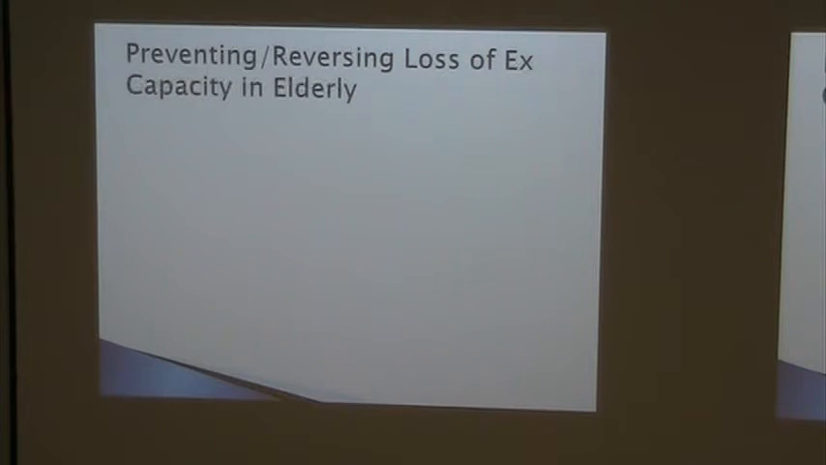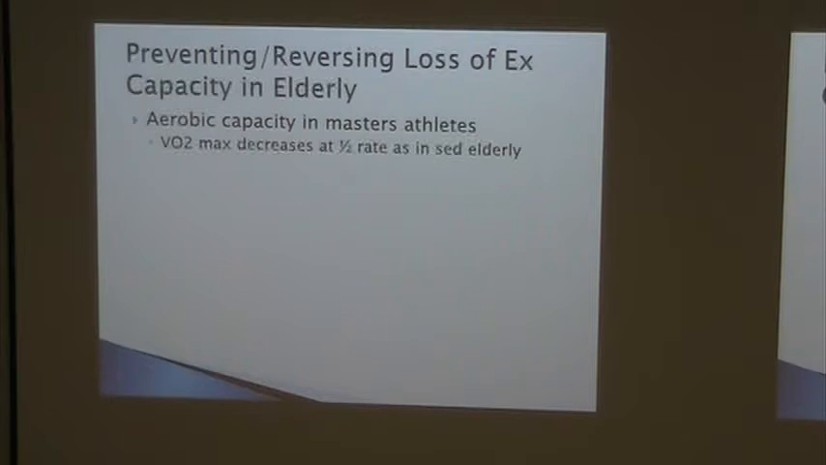All right, but you can prevent or even reverse such changes. And we've found that with masters athletes, maybe like Ida, maybe not quite that old, but looking at masters, I believe it starts at 40, right? Some of you? I think masters level things start at age 40.